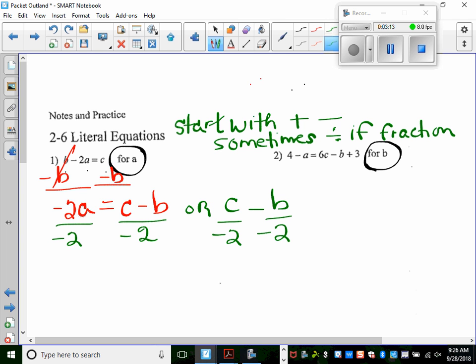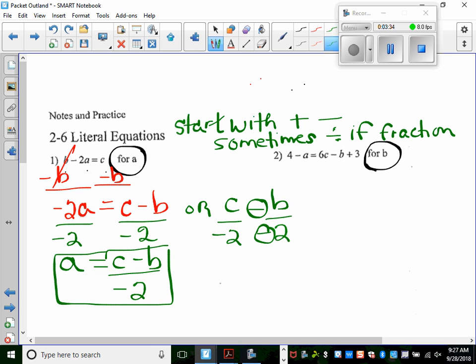Now, if I divide by the negative 2, then what's going to happen is this will change to a what? A positive. So I would accept this answer right here, C minus B divided by negative 2, and then you don't have to go any further with dividing through by the negative. All right, so you can leave it as C minus B divided by negative 2.